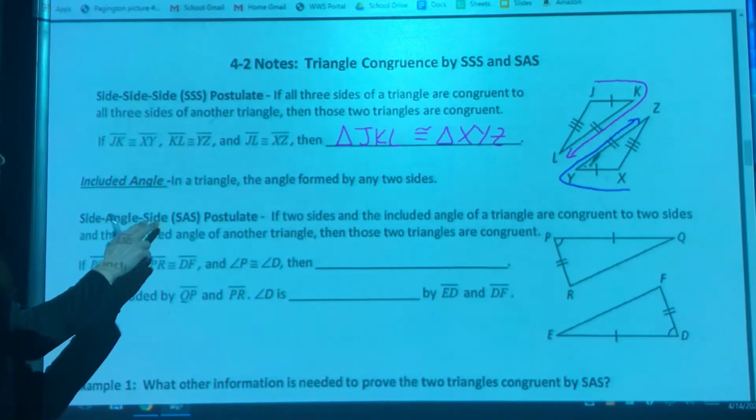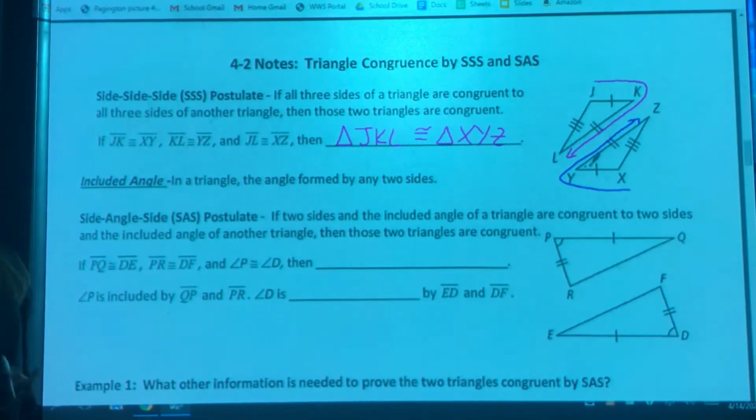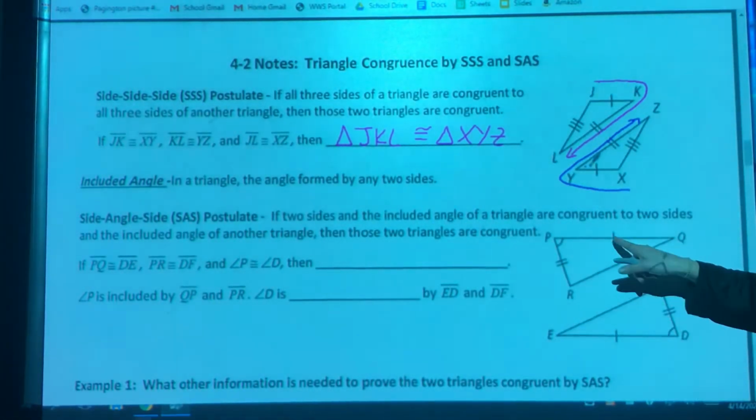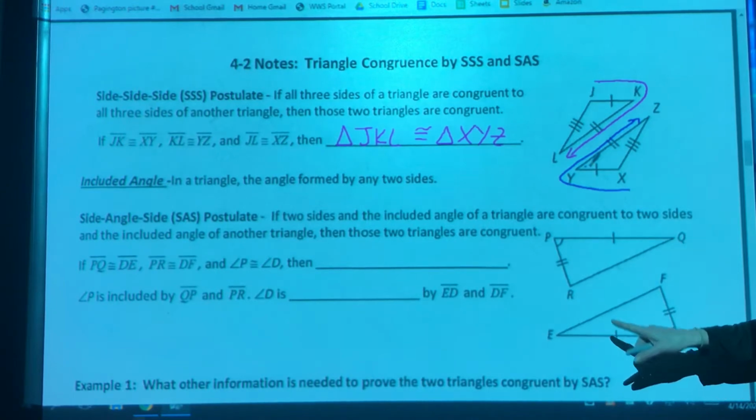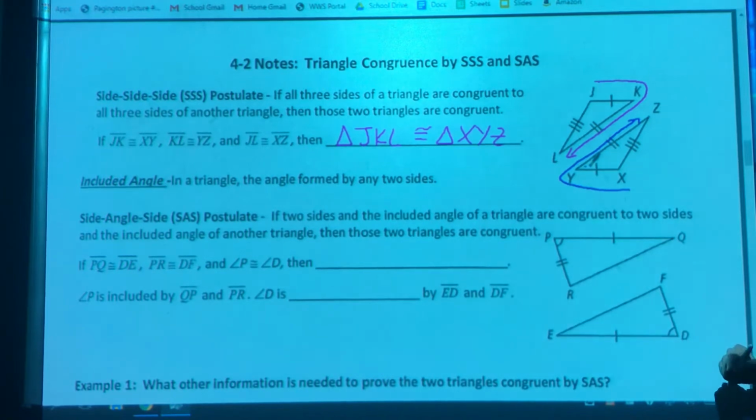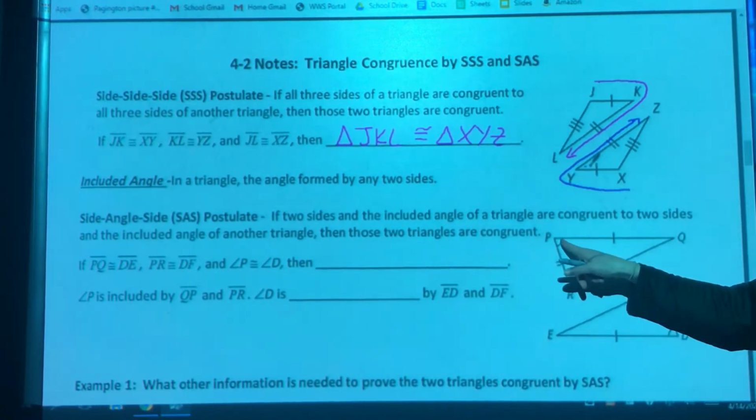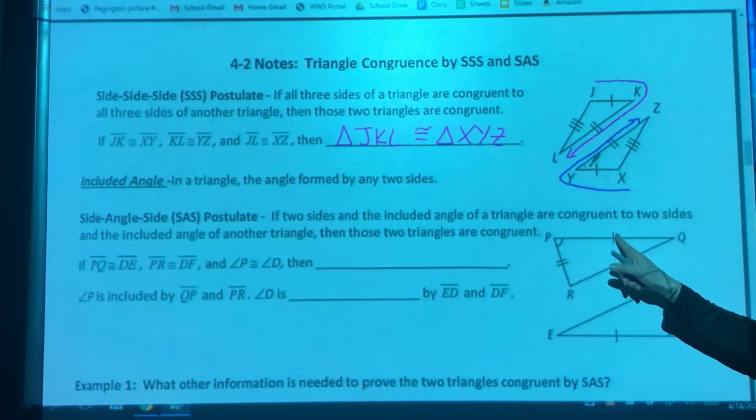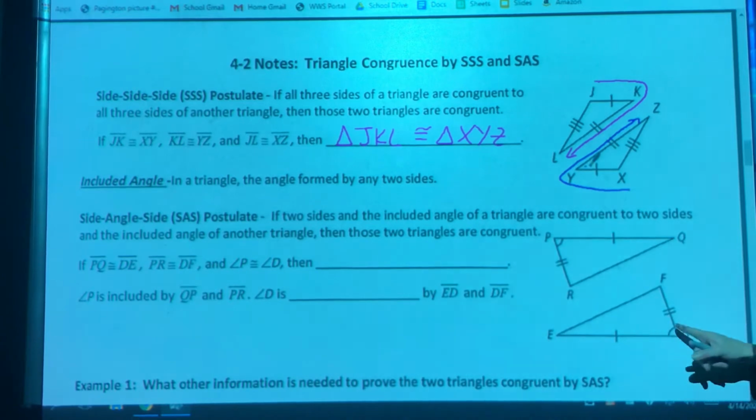So the side angle side postulate, which we abbreviate with SAS, says if 2 sides and the included angle of a triangle are congruent to 2 sides and the included angle of another triangle, then those triangles are congruent. We can see that in the picture right here. PQ is congruent to DE, and PR is congruent to DF, so PR and DF both get 2 marks, and angle P is congruent to angle D. Then we're saying these 2 triangles are congruent by side, angle, side.